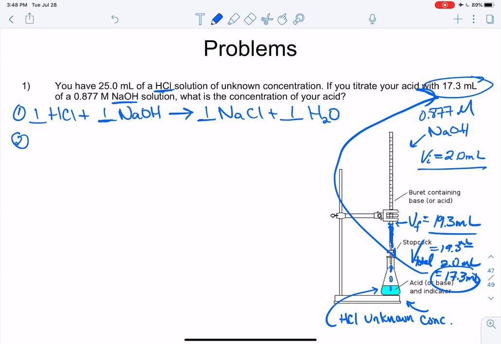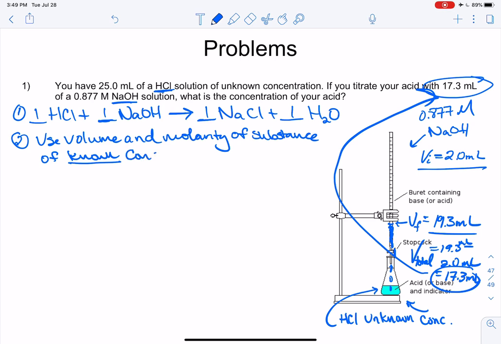Now, the second part of this is you're going to use your volume and your molarity of your substance of known concentration. And you're going to calculate the number of moles of your unknown substance using the volume and the molarity of your known substance.